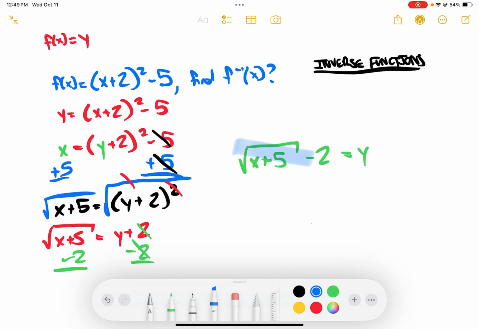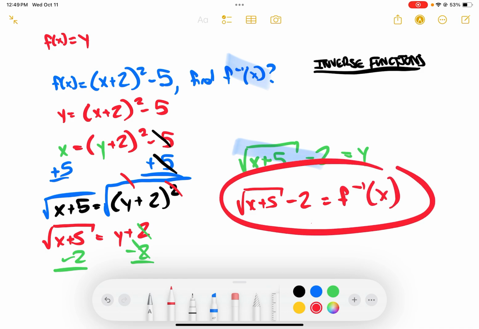And look at that. What have I found here? I have found my inverse function because I swapped out my variables and I solved for y. So I know that the square root of x plus 5 minus 2 is my inverse function, and I am done.